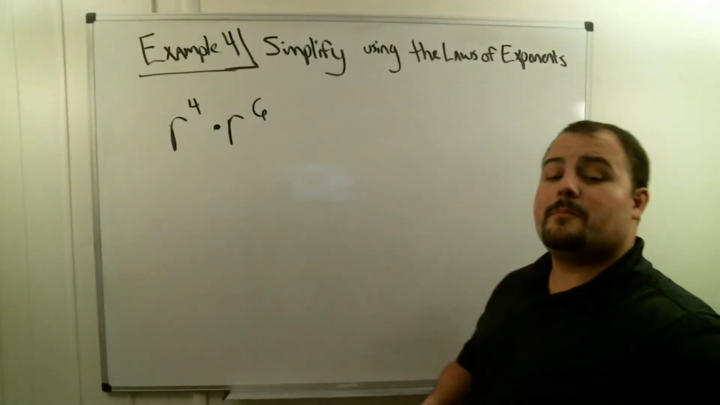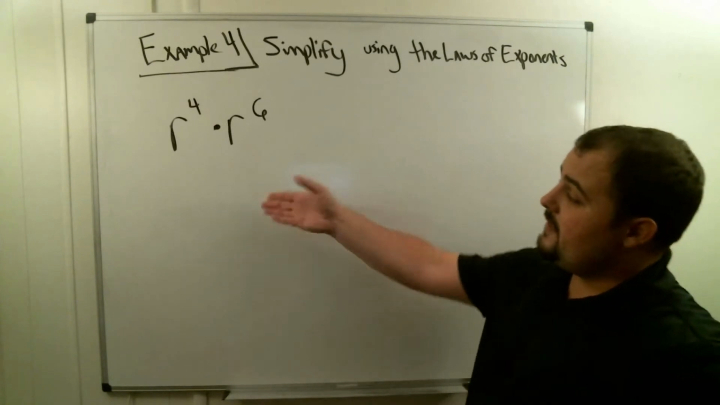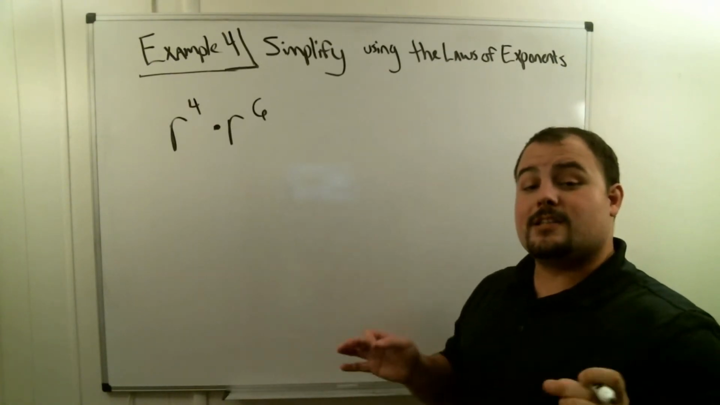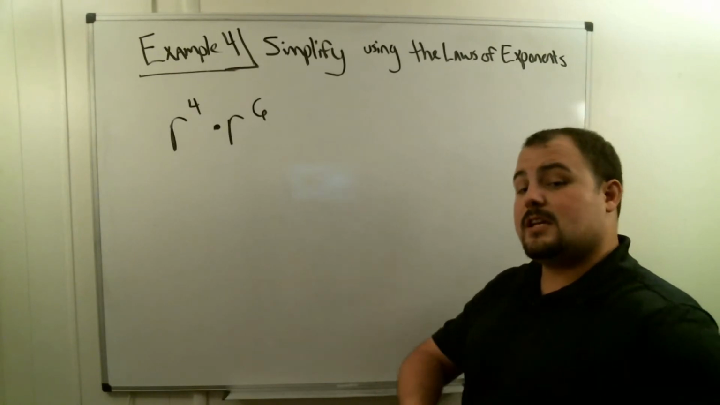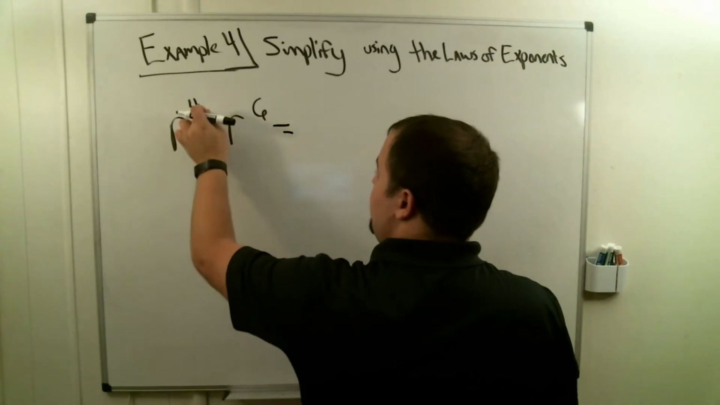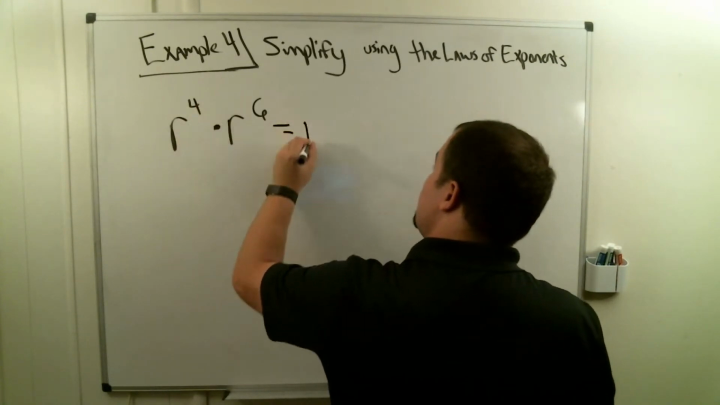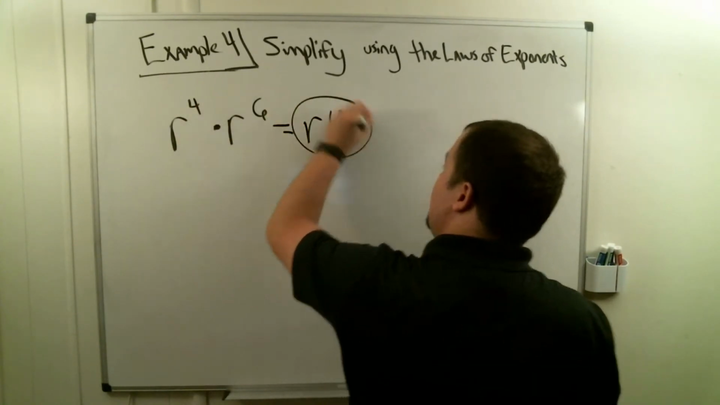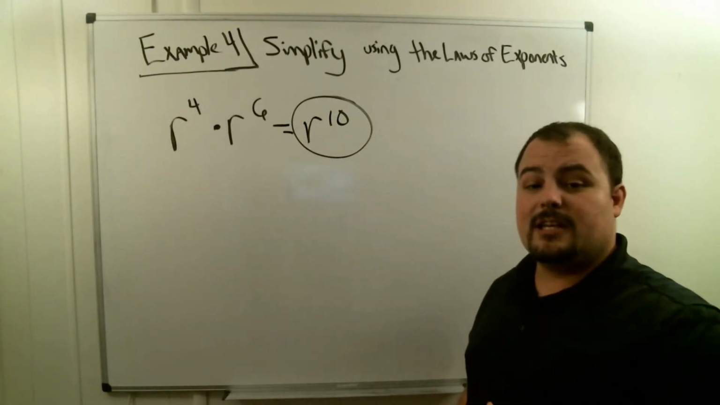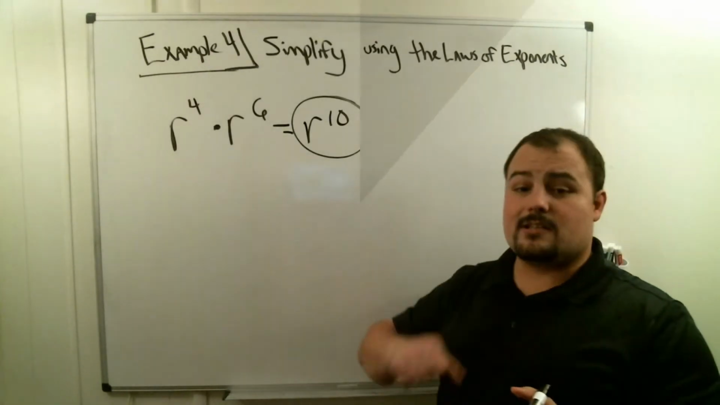In the fourth example, we're still working with variables. This time we have r to the fourth power times r to the sixth. Again, the bases are the same. Since the bases are the same, go ahead and add the exponents. So r to the fourth power times r to the sixth power is really r to the 10th power. Hopefully you guys are getting this. This is all the product of power rule really is. We add as long as the bases are the same.